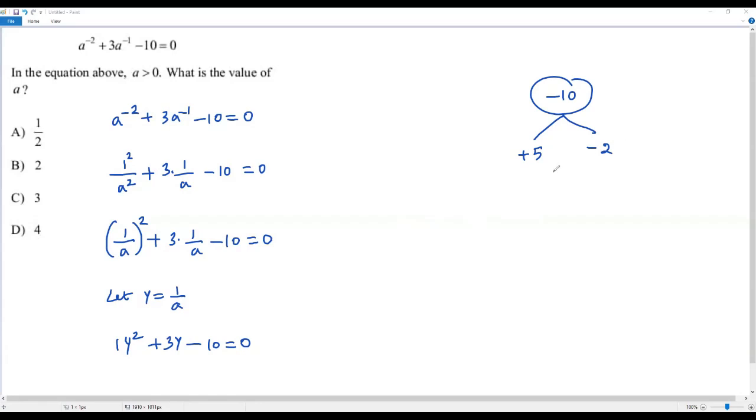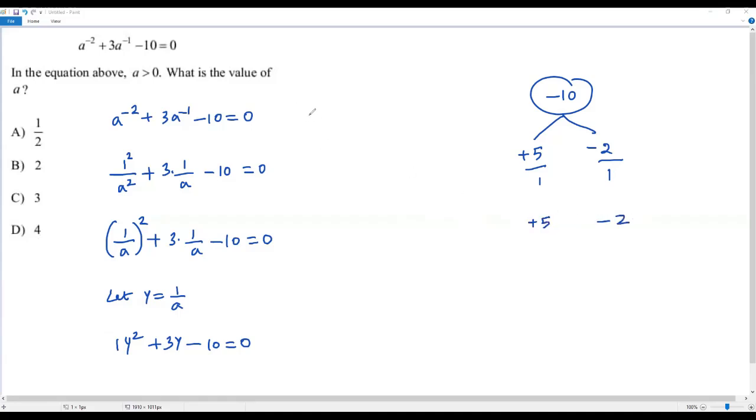Then I get positive 5 and negative 2. When I multiply them, I get negative 10. When I add them, I get positive 3, which is equal to the coefficient of y. Further, I have to divide both these factors by the coefficient of y squared, 1. Even when I divide them by 1, I still get positive 5 and negative 2.